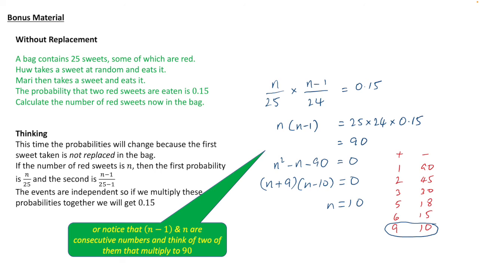And we have got one final thing to do, because we've been asked to calculate the number of red sweets now in the bag. So this is after Hugh and Mary have taken their sweets. So there were 10, they've eaten 2 of them, so that leaves us with 8, which is the final answer.